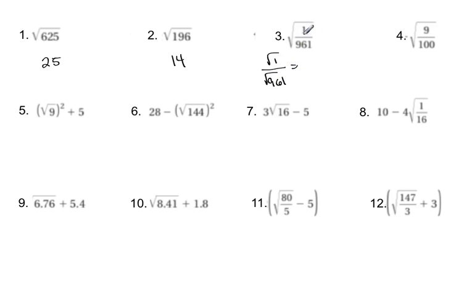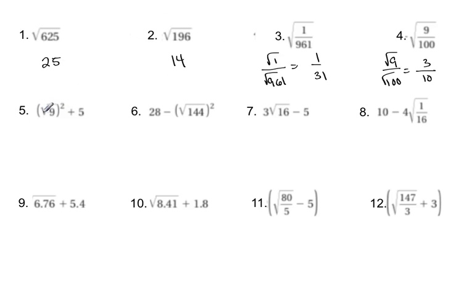You can't simplify this, so what's the square root of 1? Square root of 1 is 1, and then what is the square root of 961 separately, and you get 1 over 31. This one's square root of 9 over square root of 100. Square root of 9 is 3. Square root of 100 is 10.